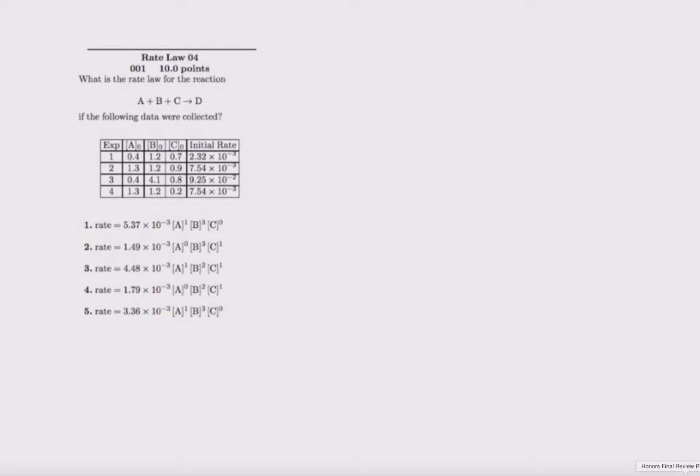In trials 1 and 3, A was held the same. And in 1 and 3, you have different rates of reaction. So it's not just dependent on A.